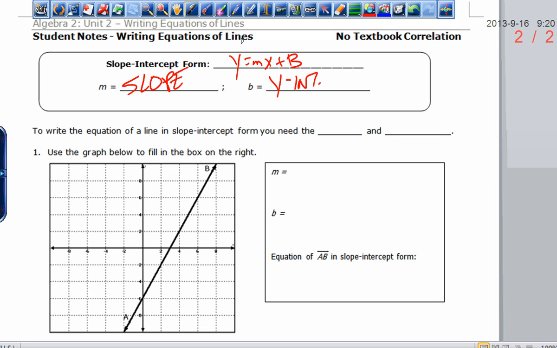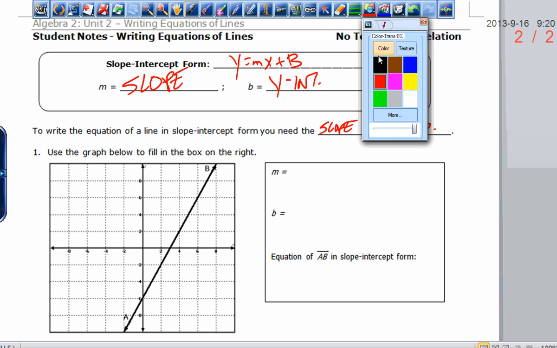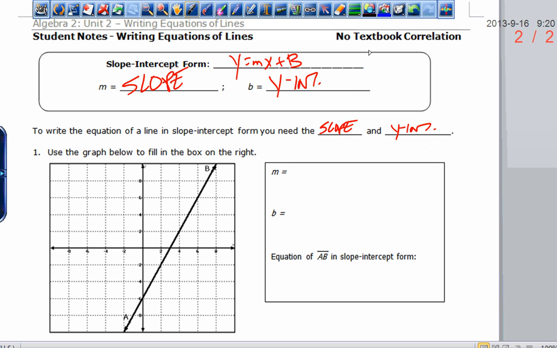All right, to write the equation of a line in slope-intercept form, you need the slope and the y-intercept. That's why it's called slope-intercept. You need the slope and the intercept. That makes sense, at least in my head.